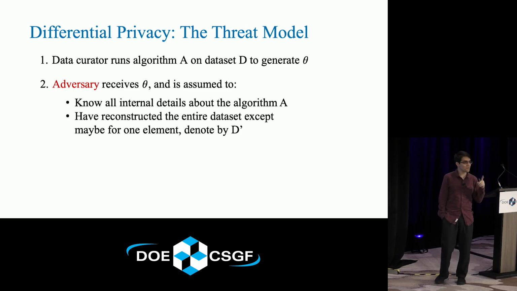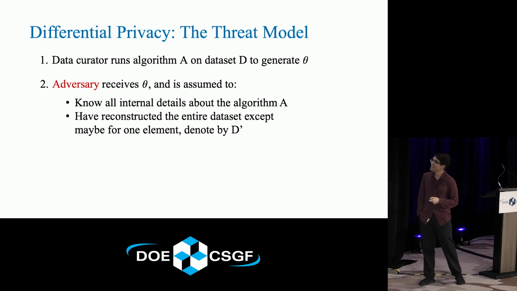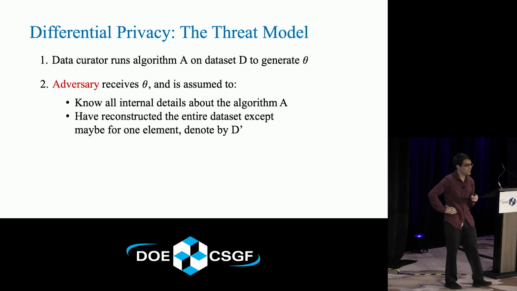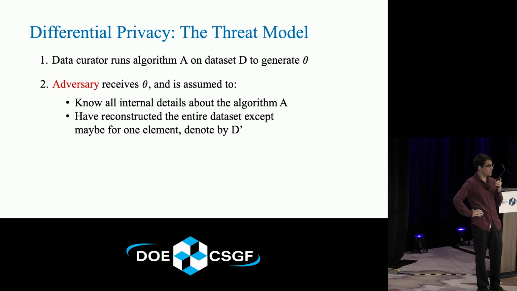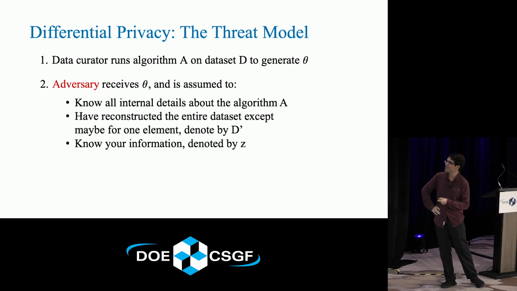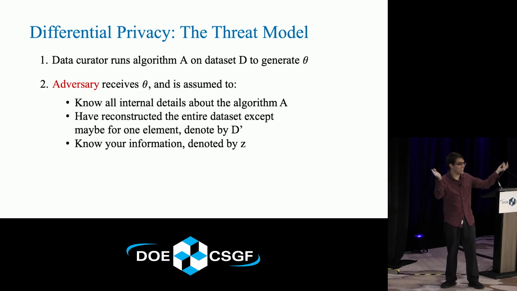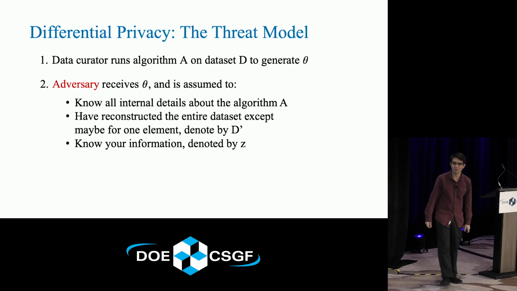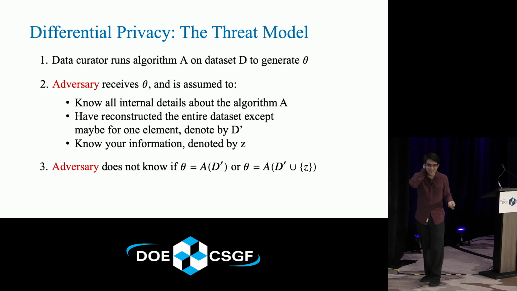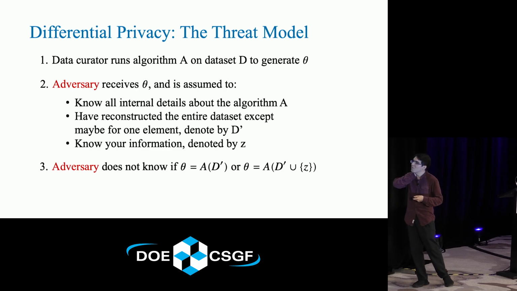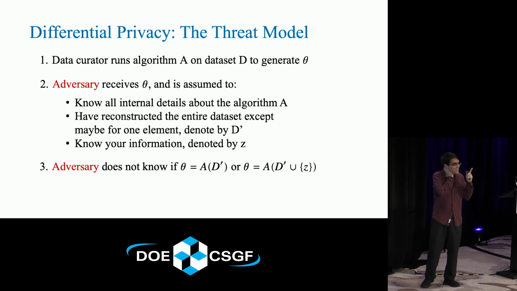Worst case scenario number two, this is even crazier in my opinion. They have actually successfully reconstructed the entire data set already, except for one element. They're missing the final piece of the puzzle. They're not quite sure what it is. And the last thing they know is your information, which I will denote by Z. Here, this can be arbitrary. In the community, we often call it Alice, but I like calling it your information in particular. So what I'm trying to get at here is that the adversary has figured almost this entire problem out, except for one thing. They don't know this statistic was generated by this data set, D prime, that they already have.